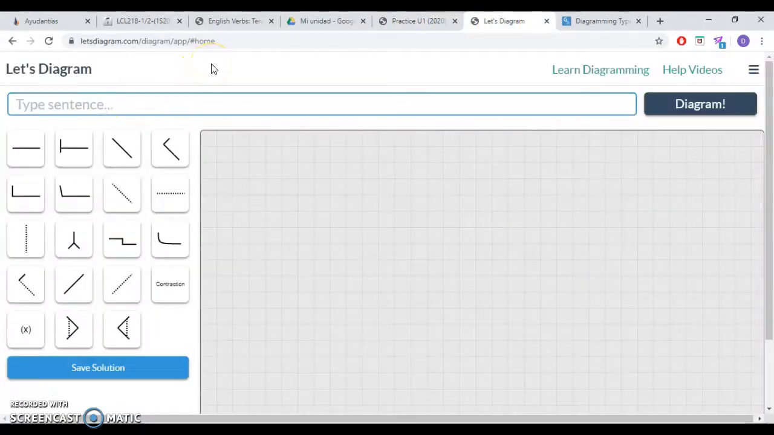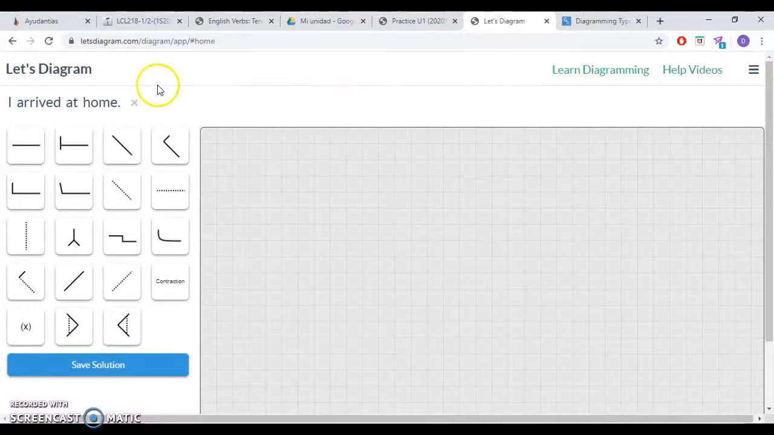If you remember, intransitive verbs do not have a direct object. In that sense, they work alone. Okay, so for example, we can have the sentence "I arrived at home." Really simple. We're going to work with simple sentences. Now we click here, diagram, and we start identifying elements within the sentence. For example, we have the subject, the one performing the action. We're going to drag it here, and we have a subject, I.